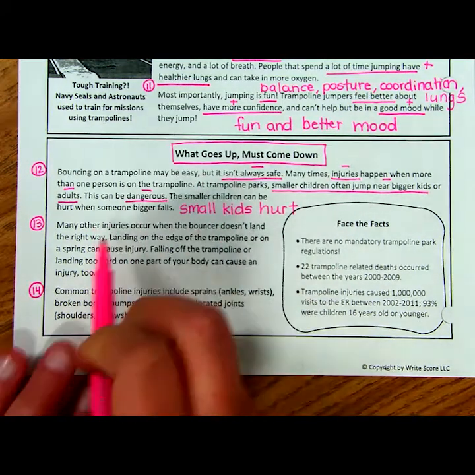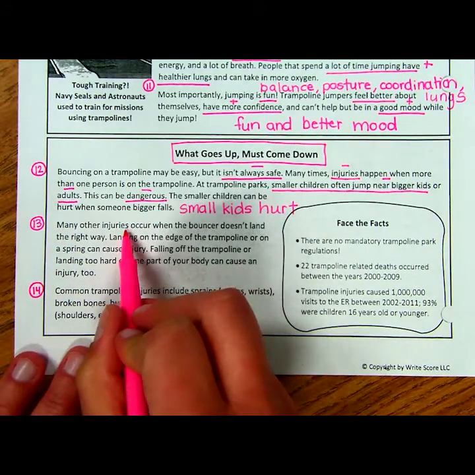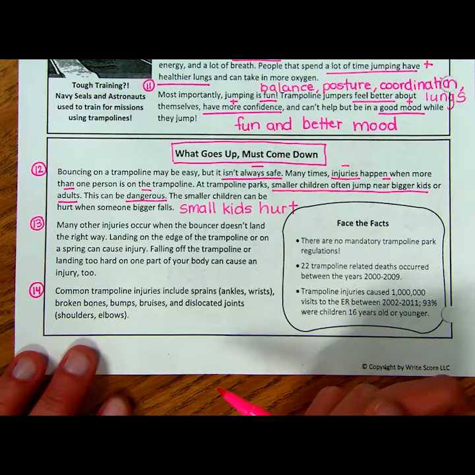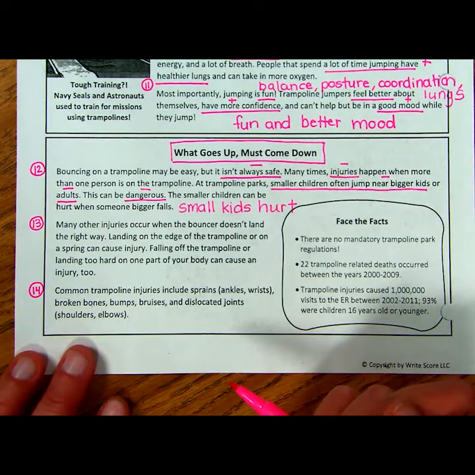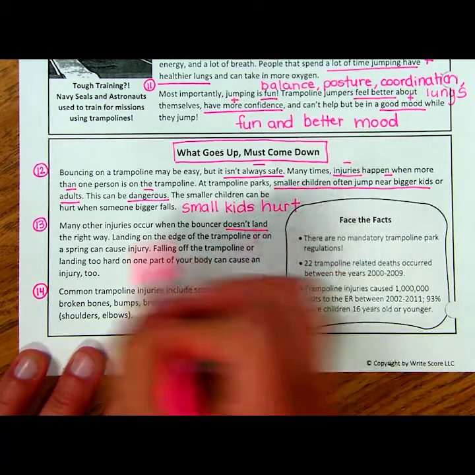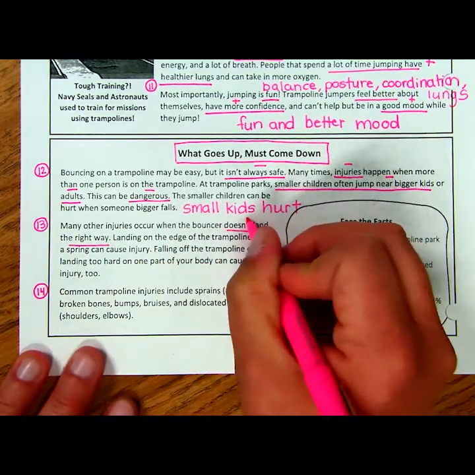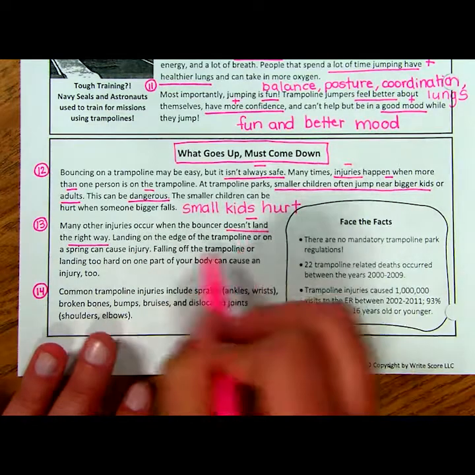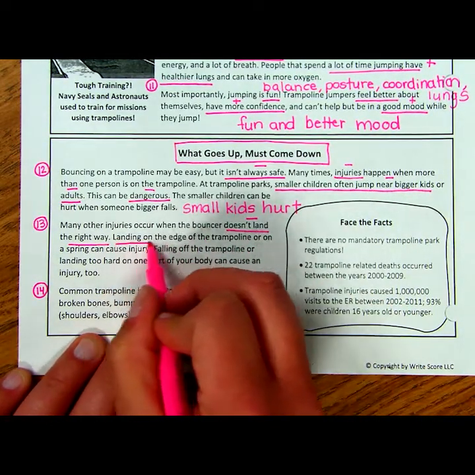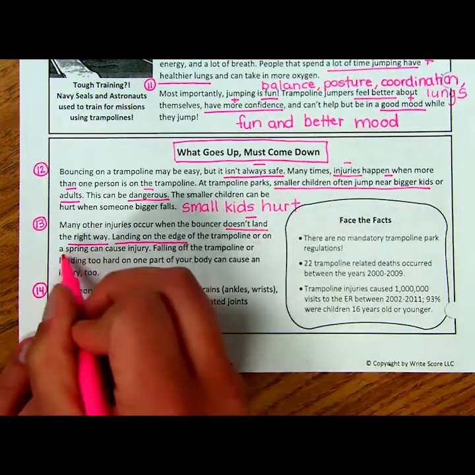Many other injuries occur when the bouncer doesn't land the right way. Raise your hand if that's ever happened to you, right? Every hand goes up. Not landing the right way. I know I've done this before. Landing on the edge of the trampoline or on a spring can cause injury. Why, they are specific here, huh? Or on a spring. Negative, negative.